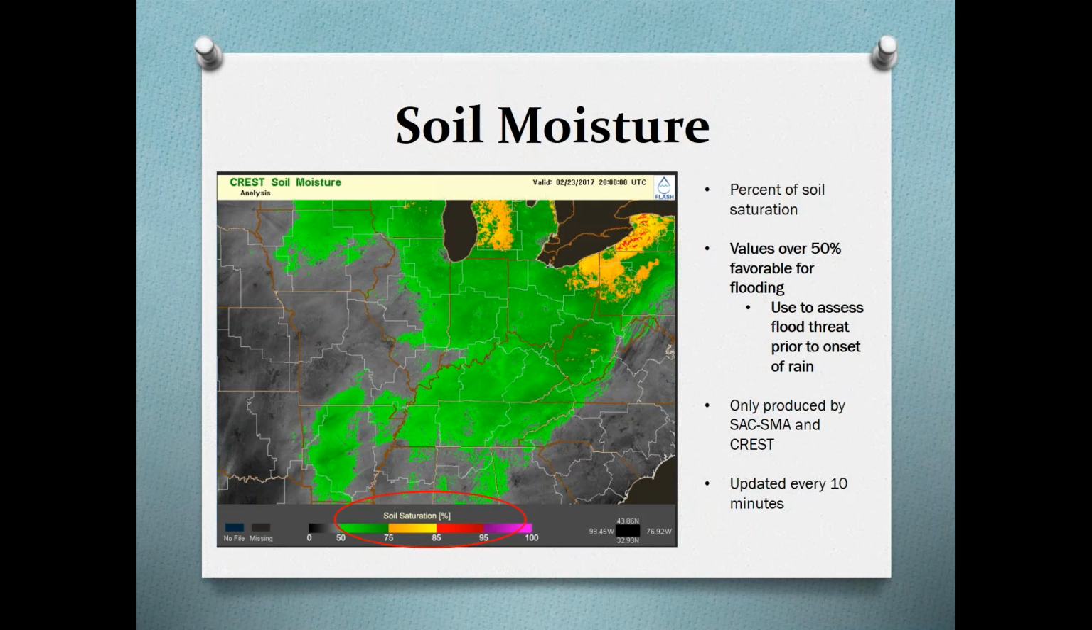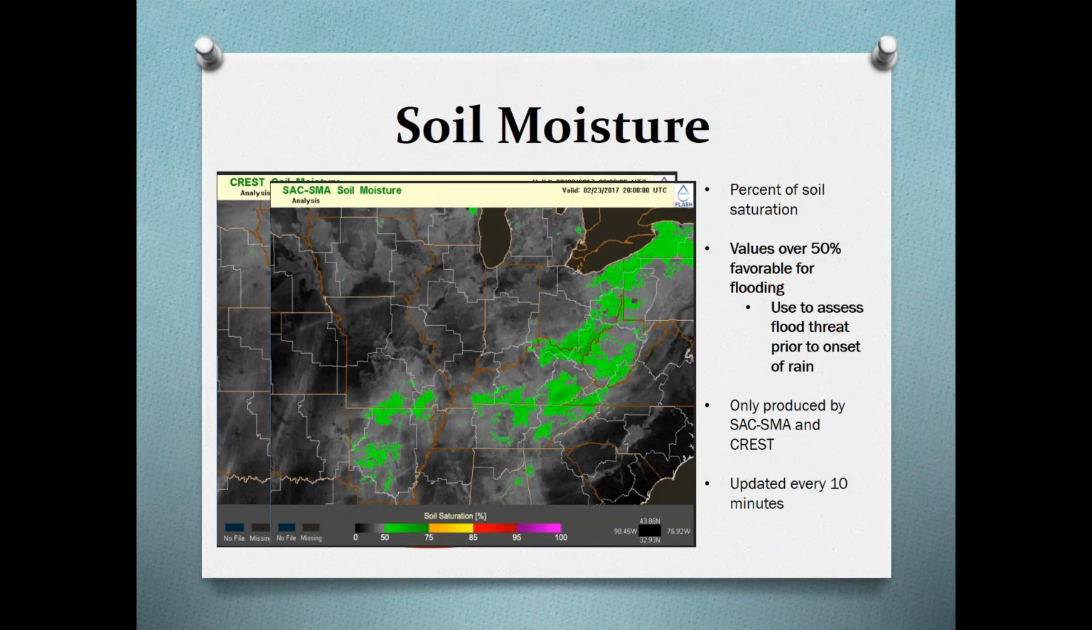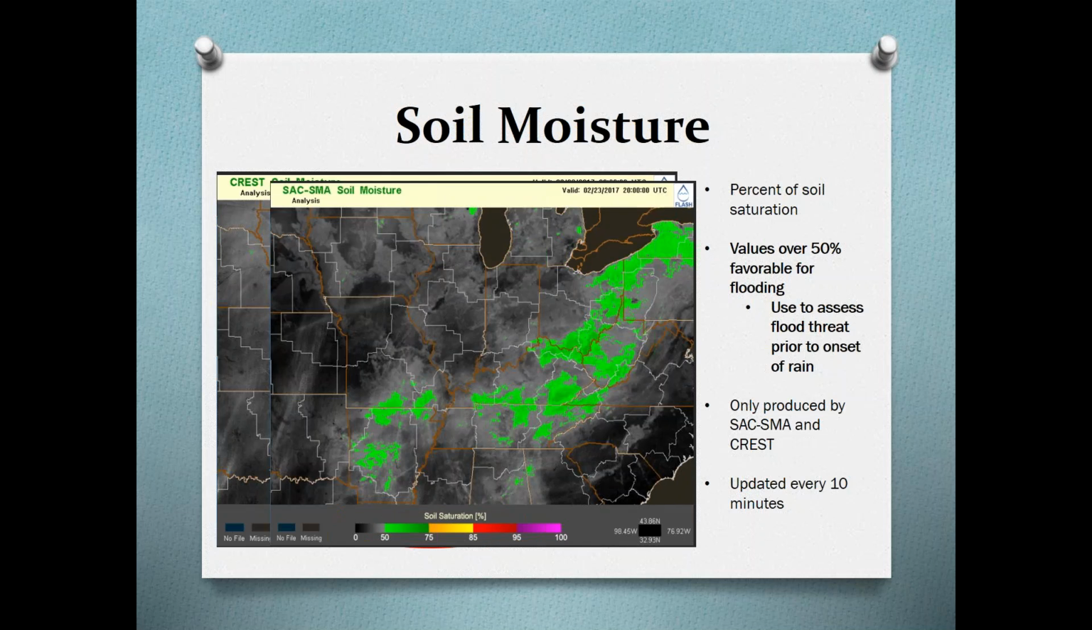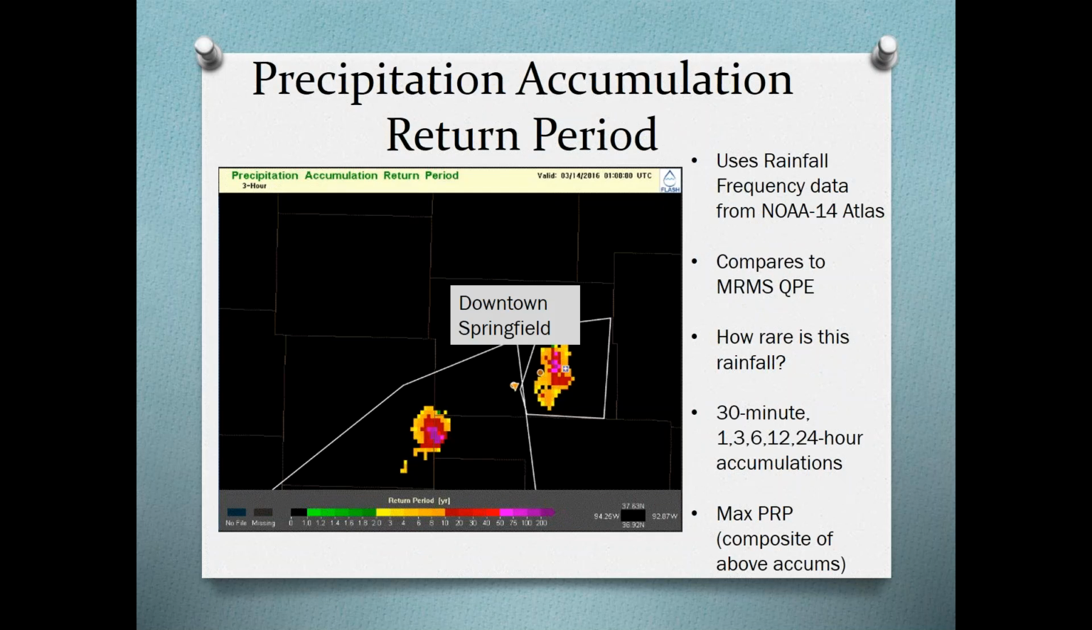And we found that this is a really nice tool to use before an event starts. You're expecting heavy rain. You're maybe trying to assess where you want to put your watch. I think this is a really good tool for that. And again, just a quick comparison, the CREST is always going to run a little bit hotter than the SAC SMA because of the way the field is saturated.